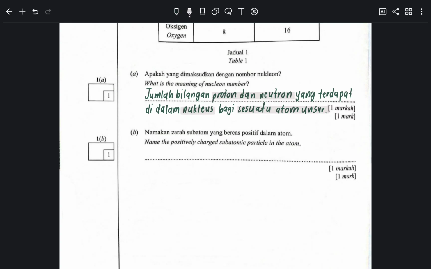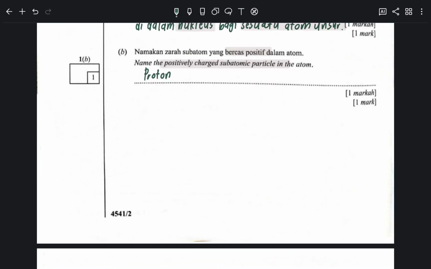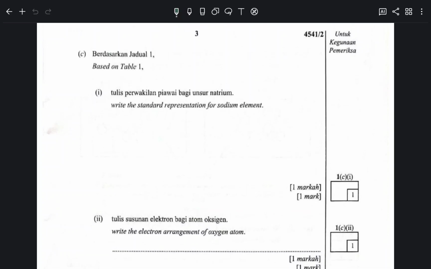Next: state the positively charged subatomic particle. Only one particle in an atom is positively charged, which is the proton. If they ask for the negatively charged particle, that is the electron. No charge is your neutron. Good.